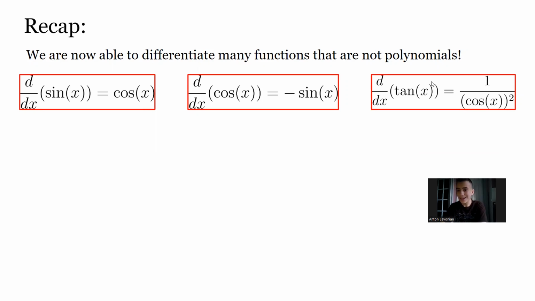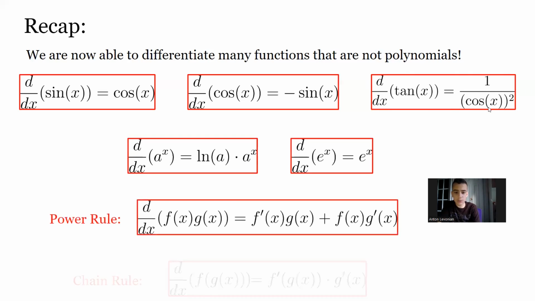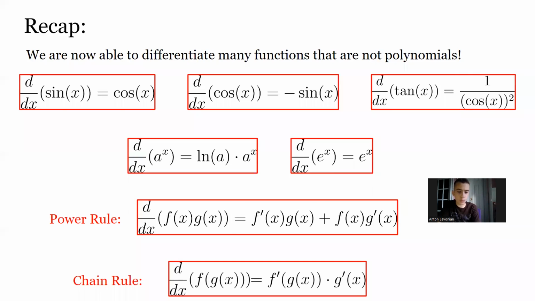And then at the end, we derived another very important derivative of a trig function, which is 1 over cosine of x squared. Once again, we were able to do this using some of the rules that we learned later on, like the power rule or the chain rule.